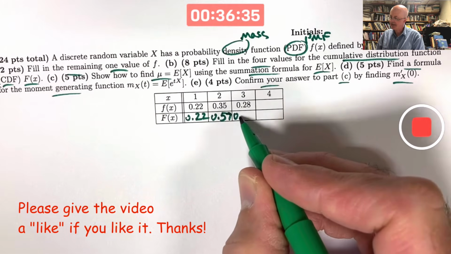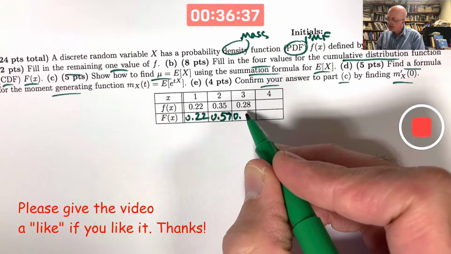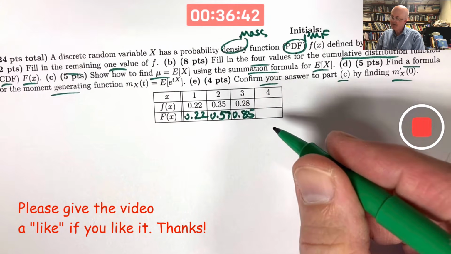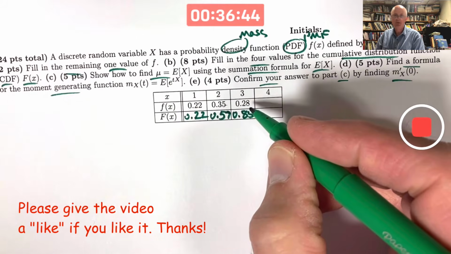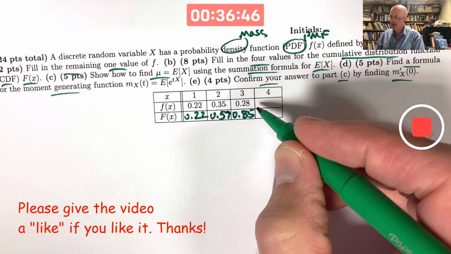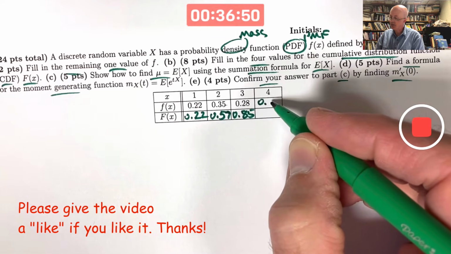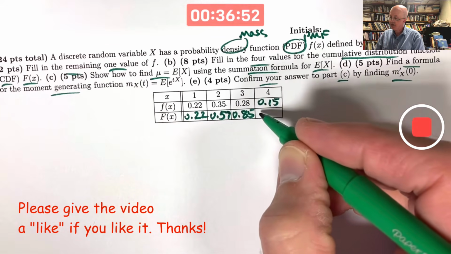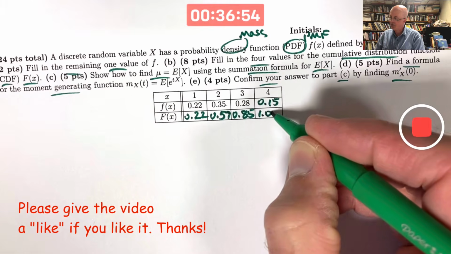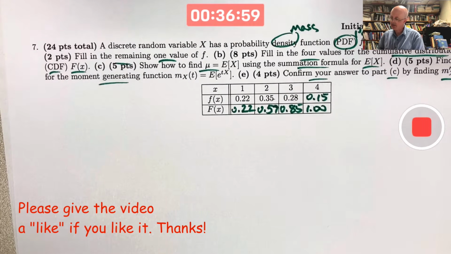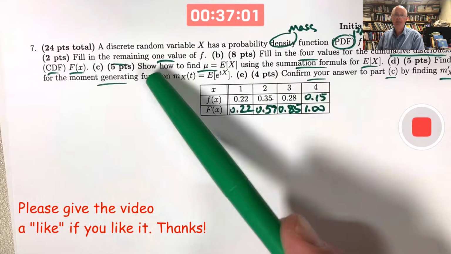That'll be 0.85. Hopefully no mistakes. And then these numbers for the PDF or PMF have to add to 1. So far, they've added to 0.85. Therefore, what goes here is 0.15. And what goes right here for the CDF is 1.00. Okay, so that's filling in the table. That's parts A and B.